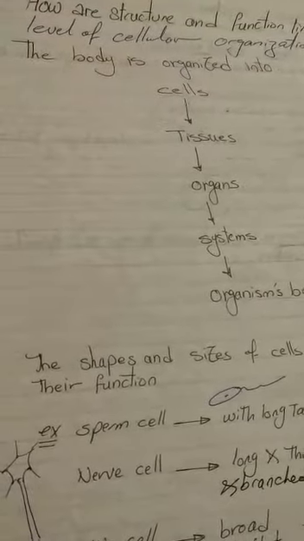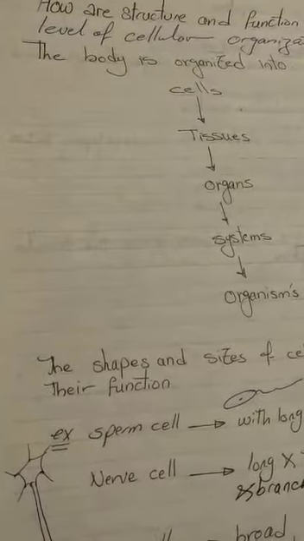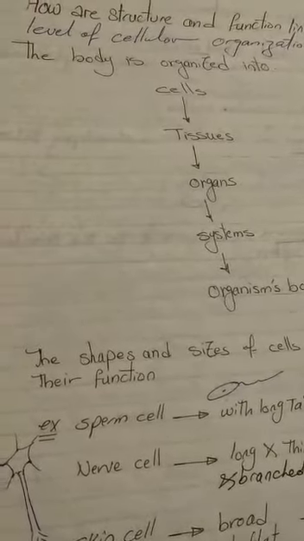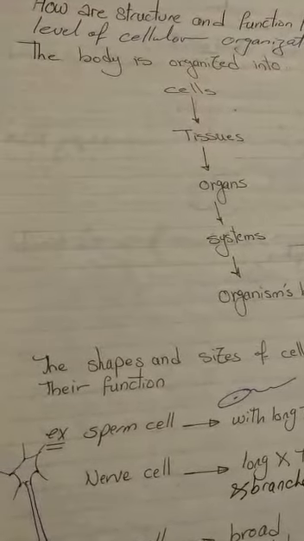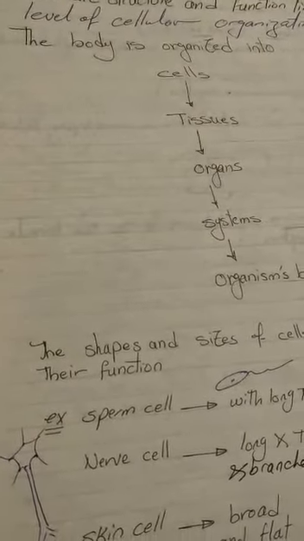Okay, do you think that all cells within our body are the same shape with the same size? Of course not. Their shapes and their size must support their function. What's meant by that? Let's have a little examples.